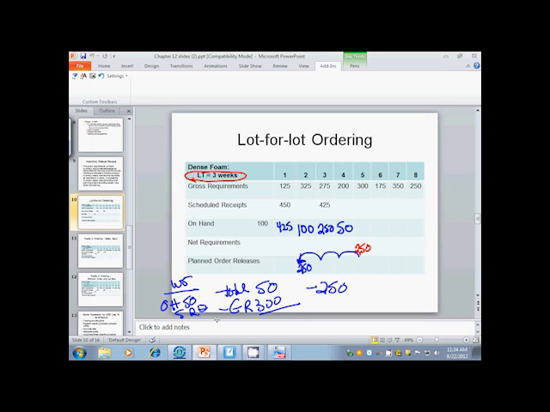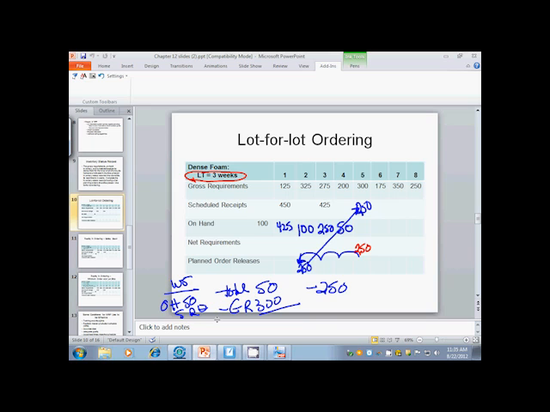Now, if I order in week 2, 3 weeks later, I should get it in. So I place this order, it's going to signal a scheduled receipt of 250 units. Why? Because I placed an order for 250 units. If you're placing an order of 250 units, you should get 250 units in. If you do not get 250 units in, check your supplier, something's wrong.